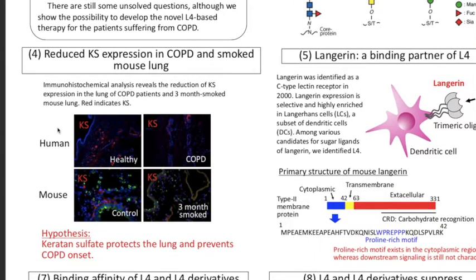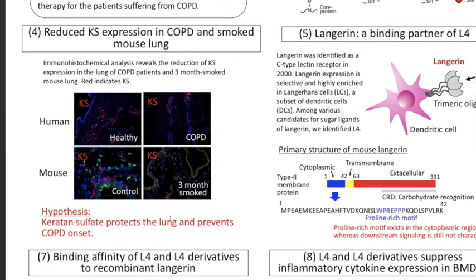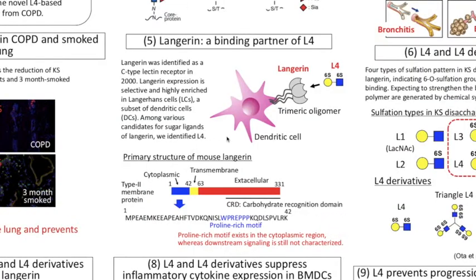Keratan sulfate is also expressed in the lung, and importantly, this immunohistochemical analysis revealed that the expression level of keratan sulfate is reduced both in the lungs of human COPD patients and in the mouse lung after 3 months of smoking. These results suggested the hypothesis that keratan sulfate has protective functions for the lung, which prevent COPD onset and development. Following this hypothesis, we focused on keratan sulfate disaccharide L4.